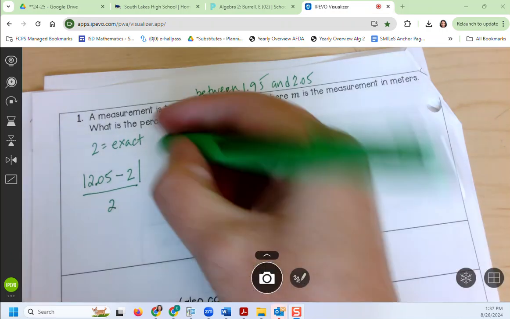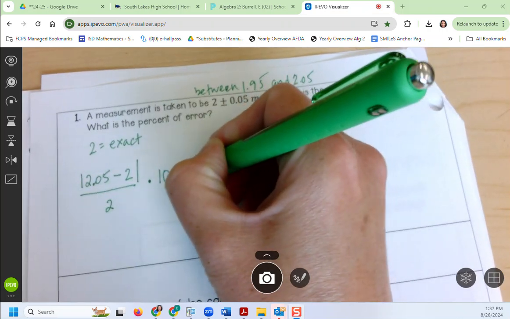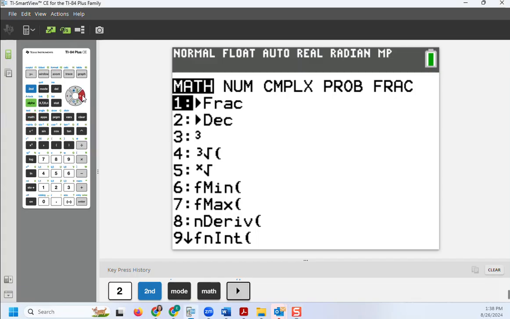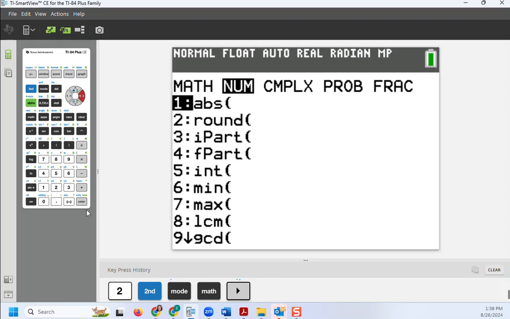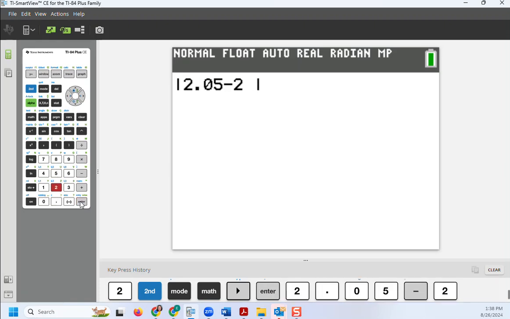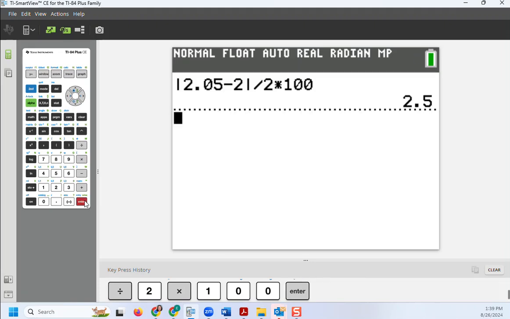Oh, and we want to know the percent error, so we'll have to then multiply that times 100%. If you do not have a calculator yet, now is a great time to get a calculator. And then you go over to num, and ABS is absolute value, so you press that one. And then you're going to do 2.05 minus 2. Then get outside of that absolute value. The absolute value works as a grouping symbol that's going to keep your whole numerator together. And then do divided by 2. And then we can multiply times 100%. We get 2.5. Remember, that's 2.5%. That's your error, 2.5%.